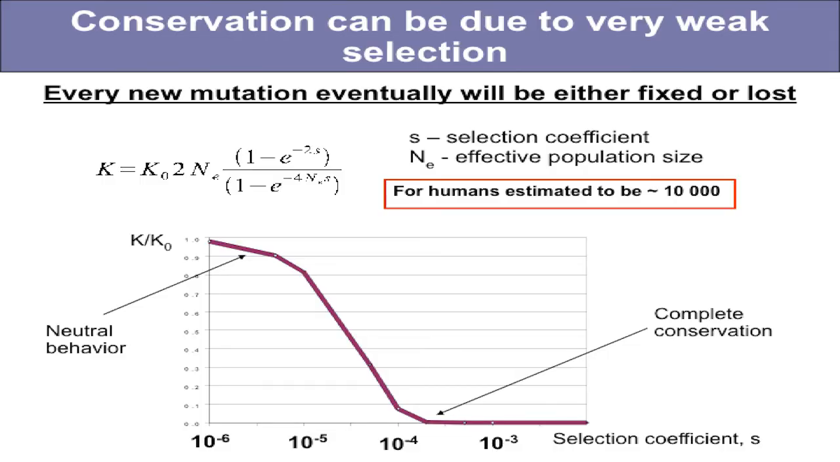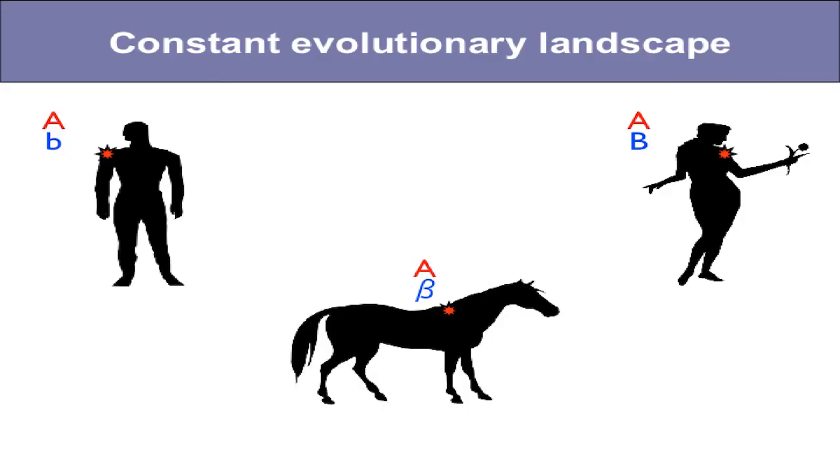So 10 to the minus 4 or even 10 to the minus 3 wouldn't be of interest to any practical, say, medical problem. On the other hand, if it's 10 to the minus 6, it behaves totally like neutral, right? So it can fix without any problems. This is assuming the effective population size of humans. So the problem here is that there are weakly deleterious mutations that can segregate in the human population without big visible effects, but would never fix between species. You would predict them as very deleterious mutations from comparative genomics.